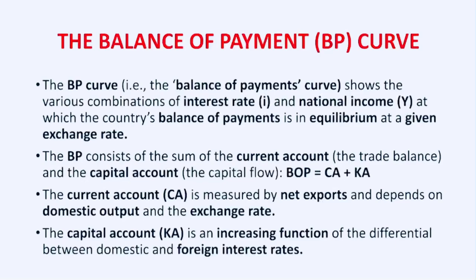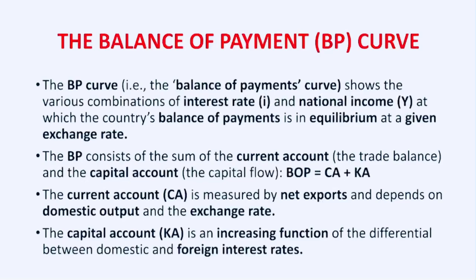The BP curve is actually probably the most important component of the Mundell-Fleming model because it is what distinguishes the Mundell-Fleming from the IS-LM model. Now, the BP curve, that is the balance of payments curve, shows the various combinations of interest rates and national income at which the country's balance of payments is in equilibrium at a given exchange rate.